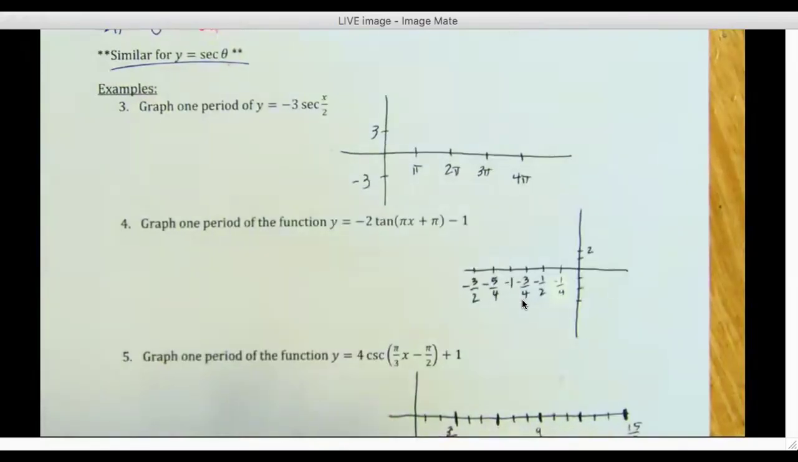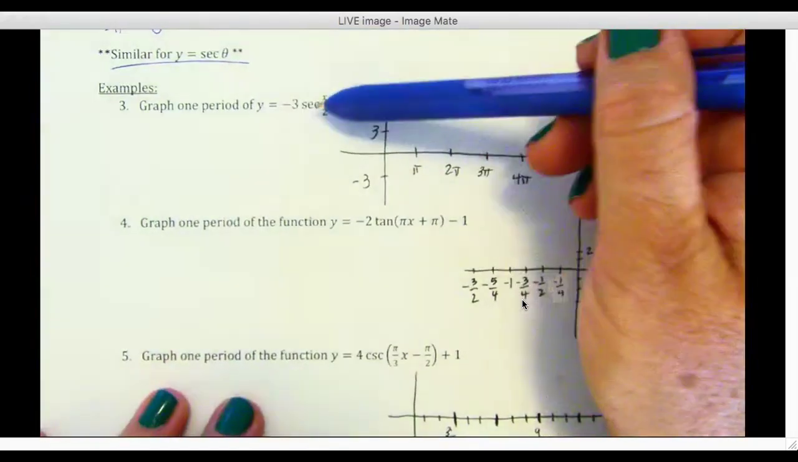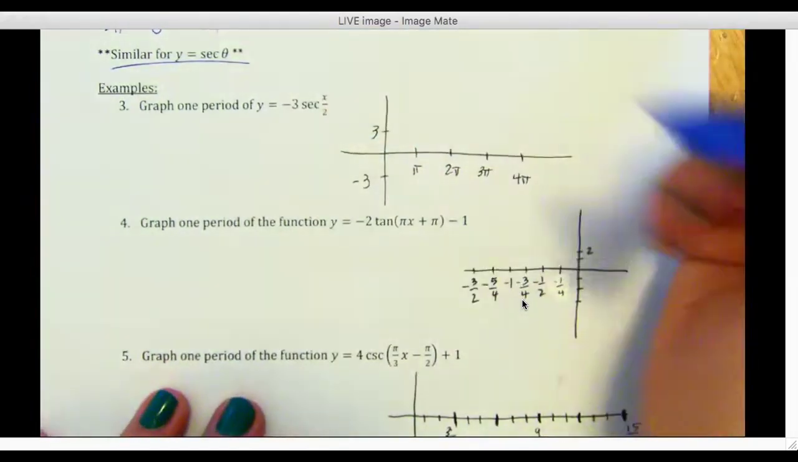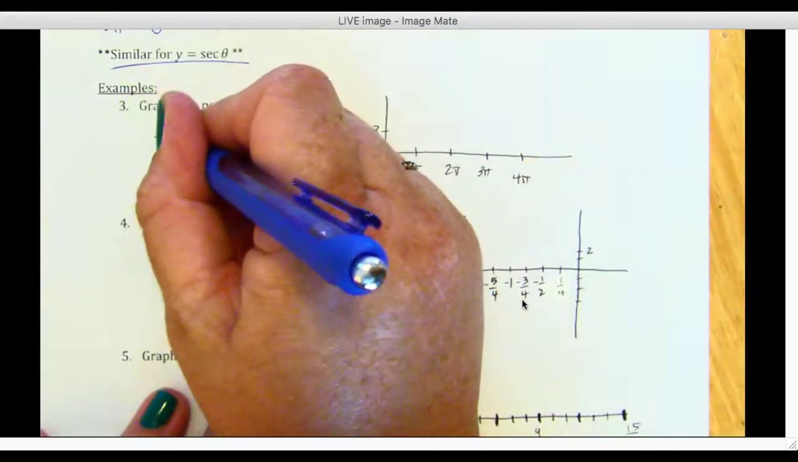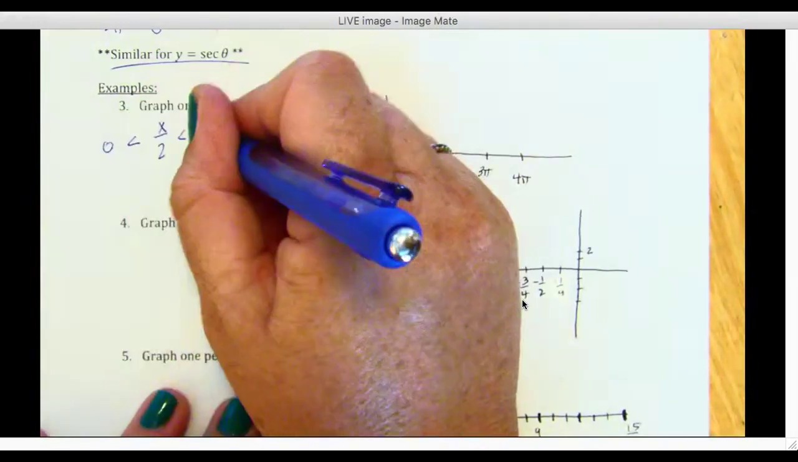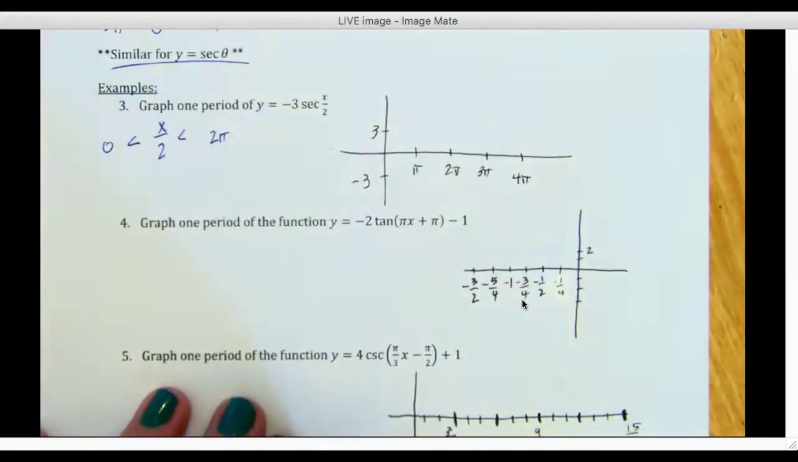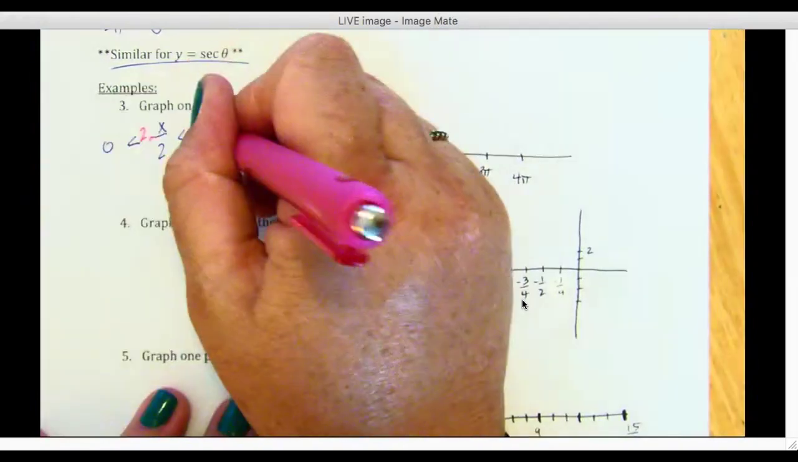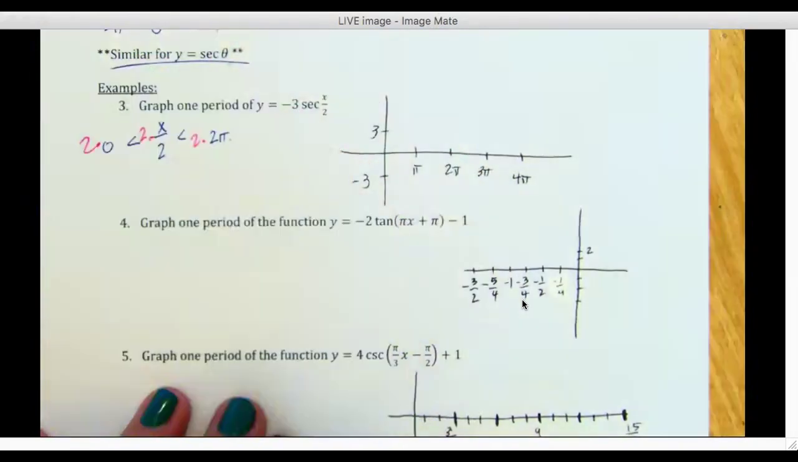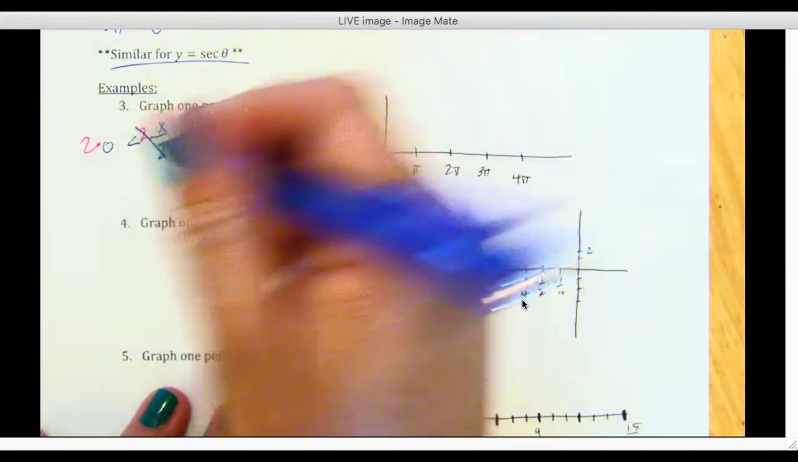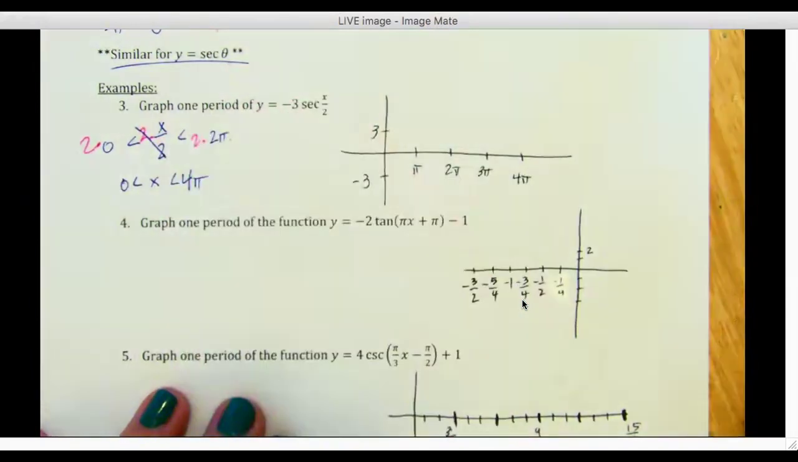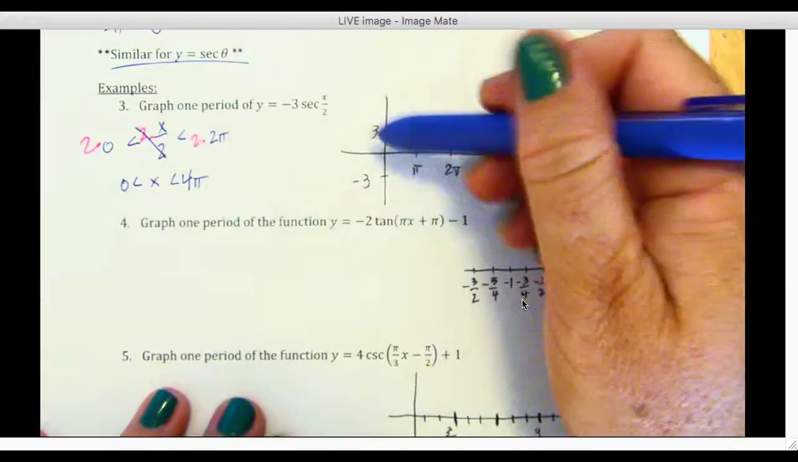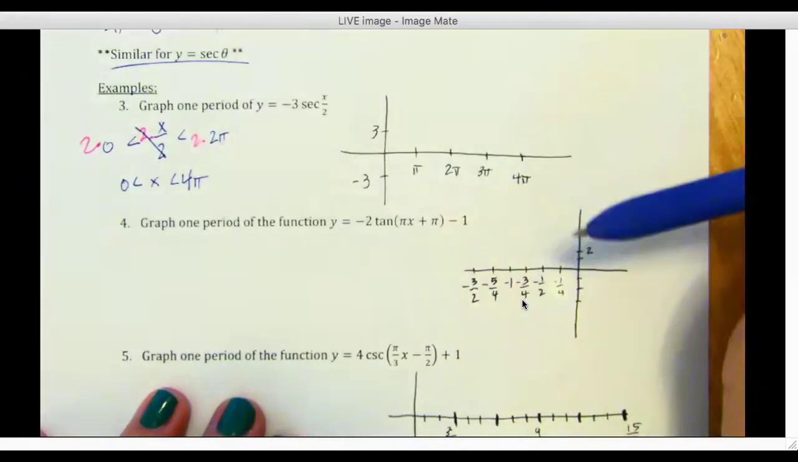Let's look at some examples of graphing some of these functions. So here we have -3 secant of x over 2. So I'm going to graph cosine first, and I'm going to use this x over 2, and it will be between 0 and 2 pi. And I will multiply by 2. And then that cancels out, and I have 0 and 4 pi. And so cosine or secant will start from 0 and end at 4 pi.